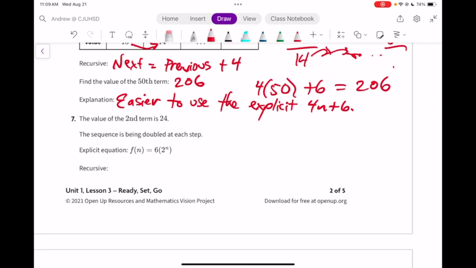Number 7, the value of the second term is 24. The sequence is being doubled. Here's the explicit equation. What would be the recursive? The recursive would be next equals 2 times the previous. That's doubling.